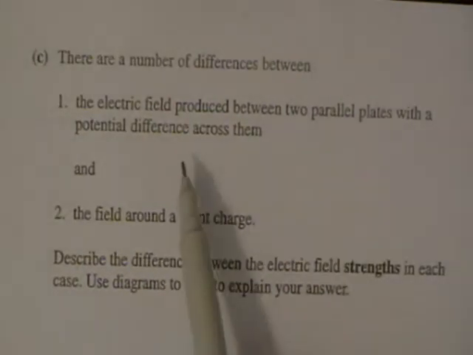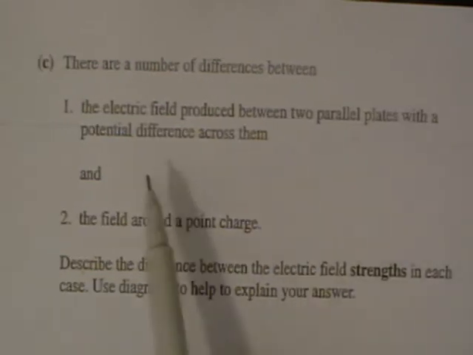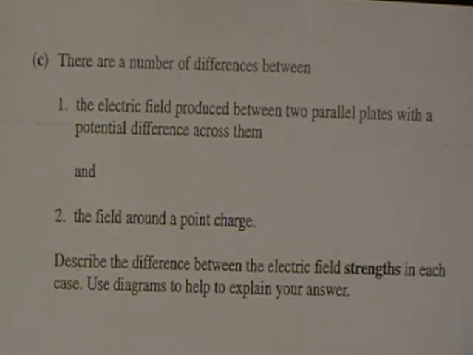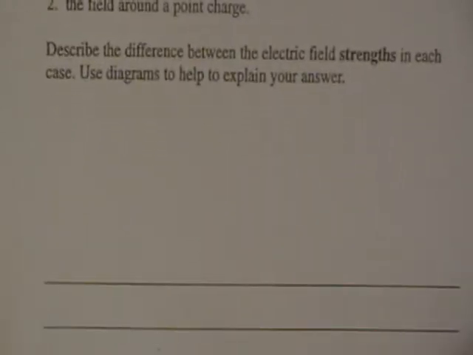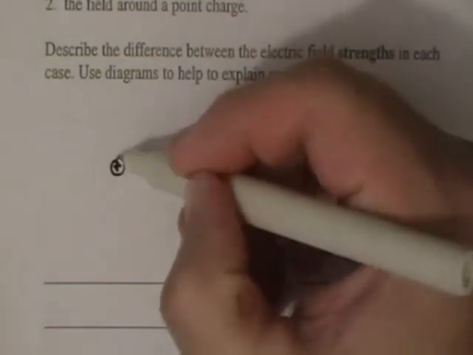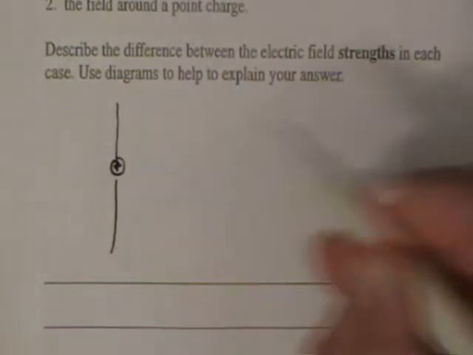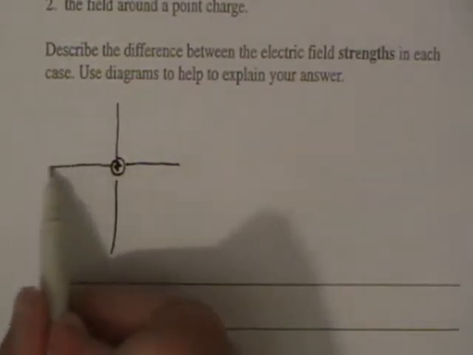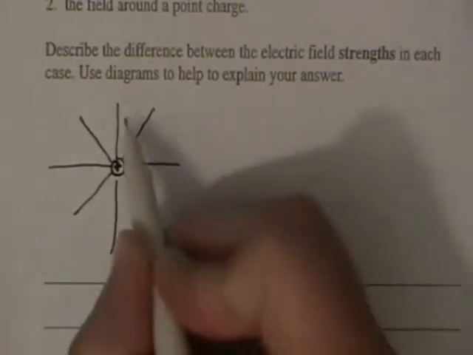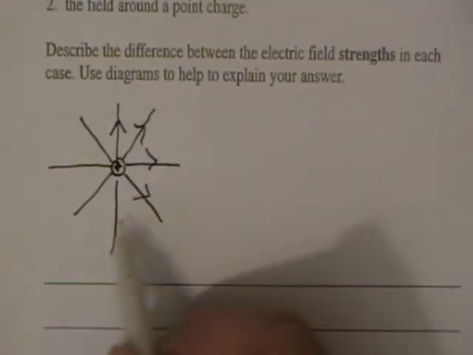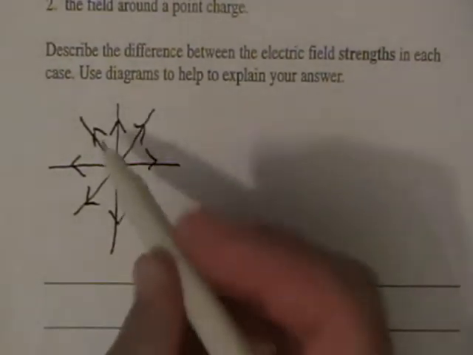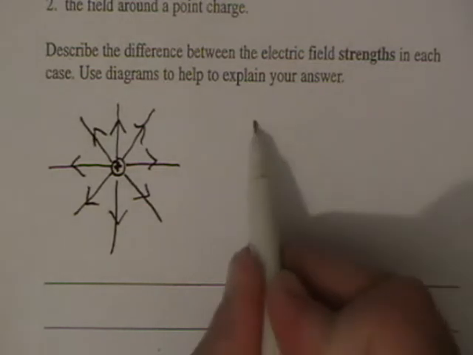There are a number of differences between the electric field produced between two parallel plates with a PD and the field around a point charge. Describe the difference between the electric field strengths in each case. Use diagrams. Probably the diagrams are the most helpful, because if we take a look at a point charge, so if this is a positive point charge, then the field lines are a radial field. So we're getting field lines which are radiating out from that like so. And because it's a positive charge, those are moving out like that. So it's a non-uniform field, the field lines getting further apart as it goes out.